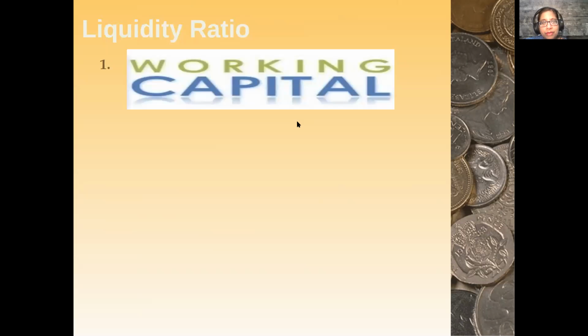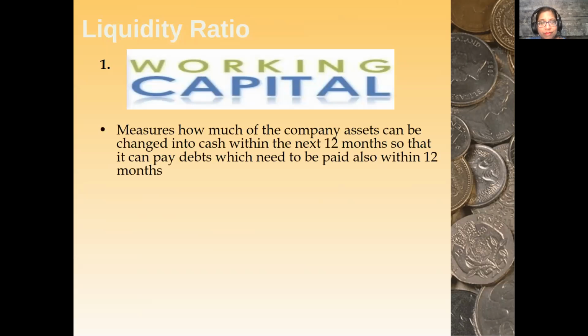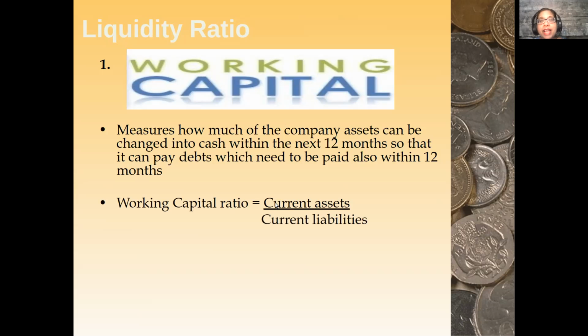So here we go with one of the more important liquidity ratios, which is working capital. Working capital measures how much of the company's assets can be changed into cash within the next 12 months so that it can pay debts which need to be paid within 12 months. So basically, what we are saying is current assets divided by your current liabilities. And of course, you will want to have more current assets than current liabilities, right?